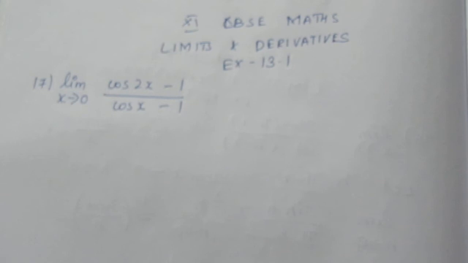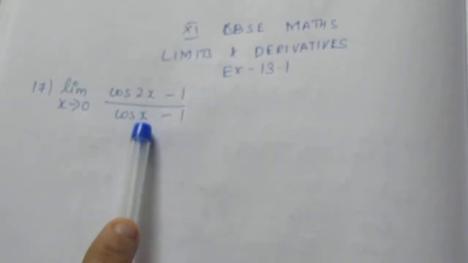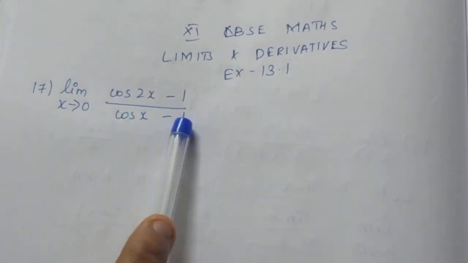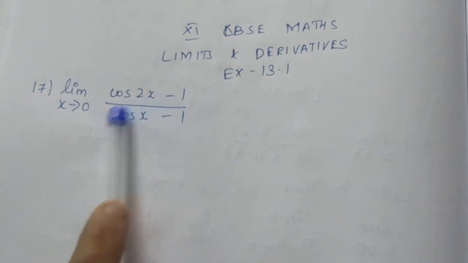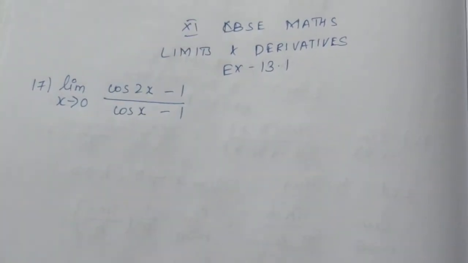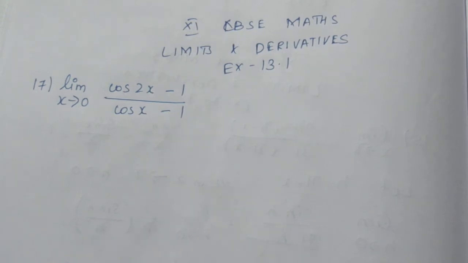If I substitute 0 in the denominator instead of x, here I get cos 0 as 1. So 1 minus 1 will be 0. If the denominator is 0, the total value will become not defined. Anything divided by 0 is not defined. So a not defined value should not come when substituting the limit. In that case, you need to solve the limit, that is (cos 2x minus 1) by (cos x minus 1). We need to solve it.